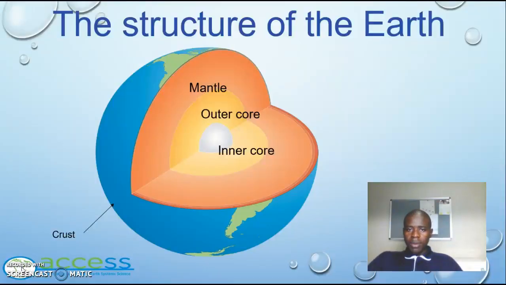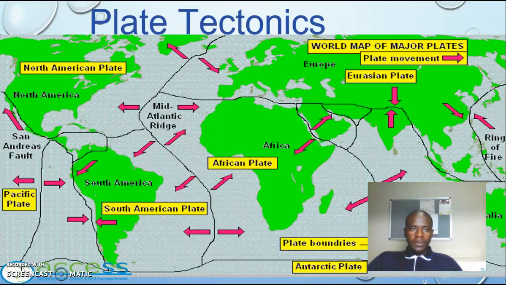The structure of the Earth: we have the inner core, the outer core, the mantle, and the crust. In the world, we have 7 major plates, which are the North American plate, Pacific plate, South American plate, African plate, Atlantic plate, Indian plate, and Eurasian plate. All these plates move in various directions. The motion of the plates causes them to collide, scrape each other, or pull apart.